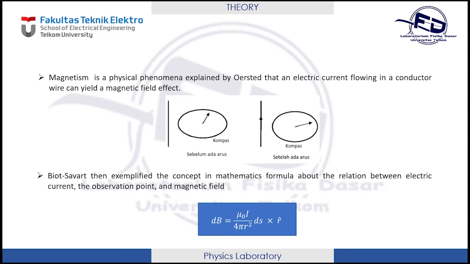When an electric current is flowing through the wire, the compass needle moves as the effect of magnetic field produced from the wire. Biot-Savart then exemplified the concept in a mathematical formula about the relation between electric current, the observation point, and magnetic field.